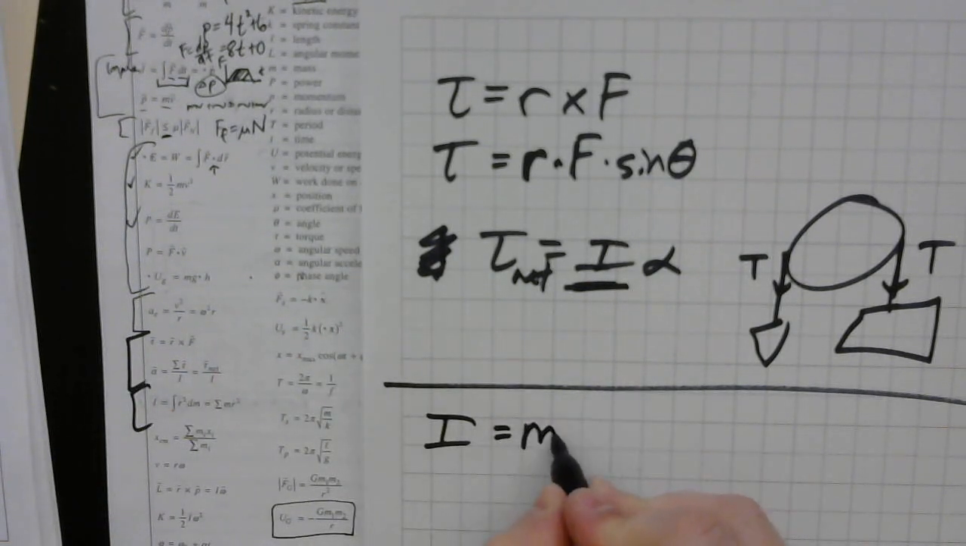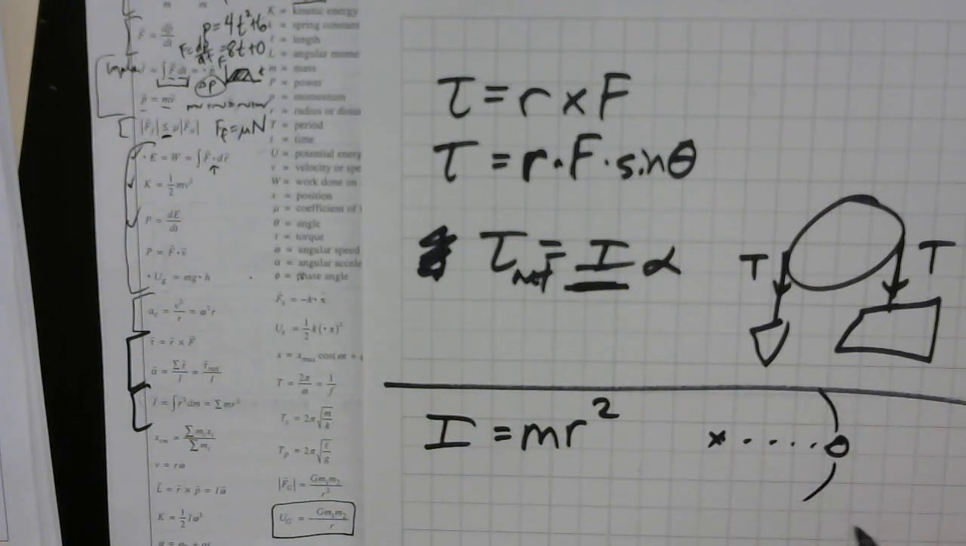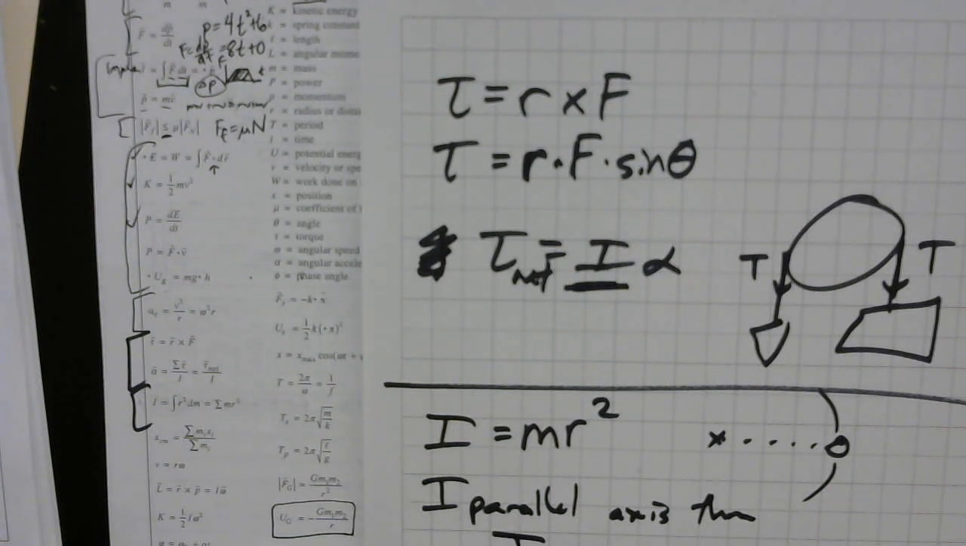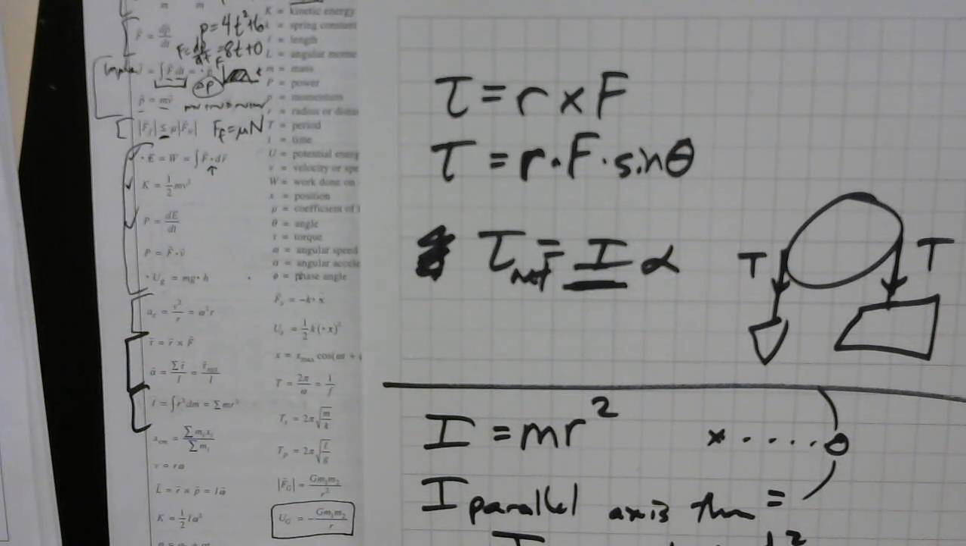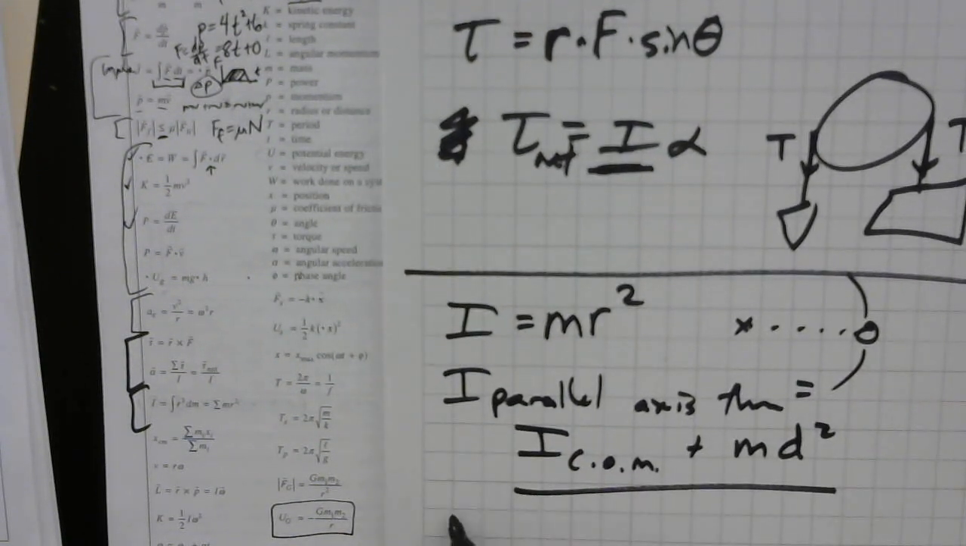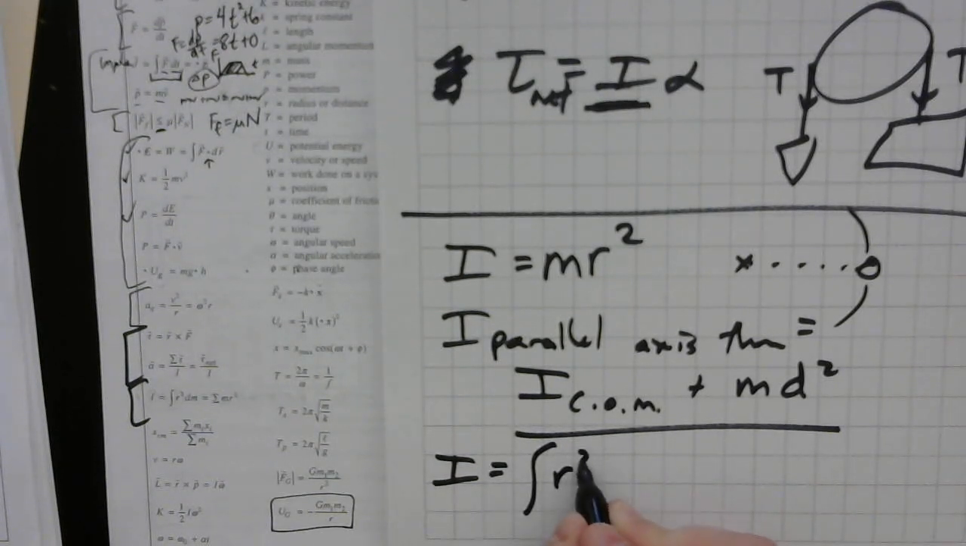I of a single object is just mr squared. That's just a single object a certain distance away around a pivot that's going in a circle. I would just say mr squared. The next one that's not on here is the parallel axis theorem. So the parallel axis theorem is I take the I of the center of mass plus md squared. Okay, parallel axis theorem.